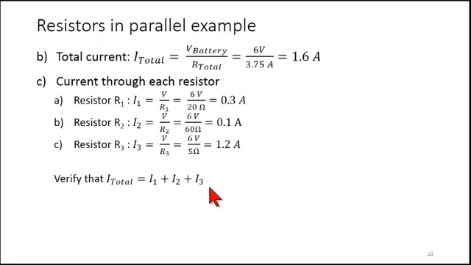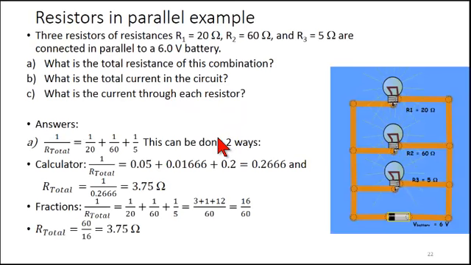The next thing we want to do is find the total current. Well, once we have the total resistance, we find the ratio of voltage of the battery over the total resistance, and that gives us 1.6 amps for the total current. Then, if we want to know the voltage across each resistor, we take the common voltage. Remember that those 3 resistors were connected together, so the voltage across this one, or that one, was always equal to 6 volts.